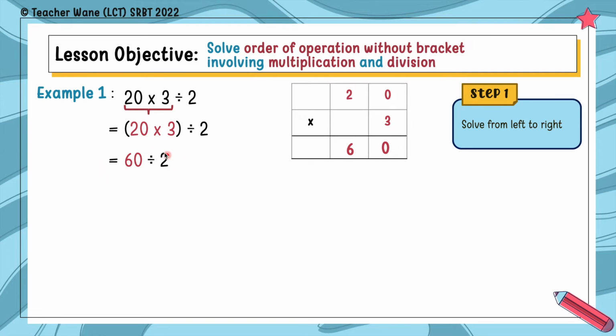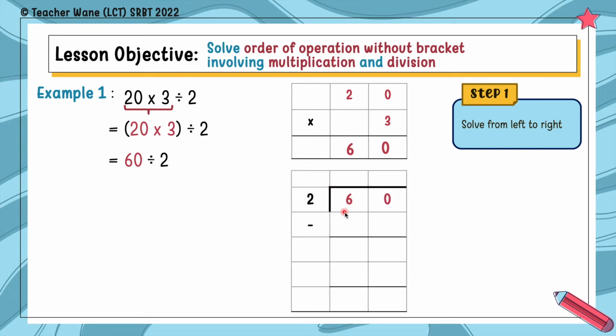Next, I will solve this remaining operation, 60 divided by 2. I will show the working. Remember, when doing division, you have to list out your multiples. So I will list out multiples of 2. So 2, 4, 6, 8, 10. 1, 2, 3, 4, 5. So 6 divided by 2. Is there any 6 here? Yes, which is the third multiple. So I will write down minus 6. Here I will write down as 3.